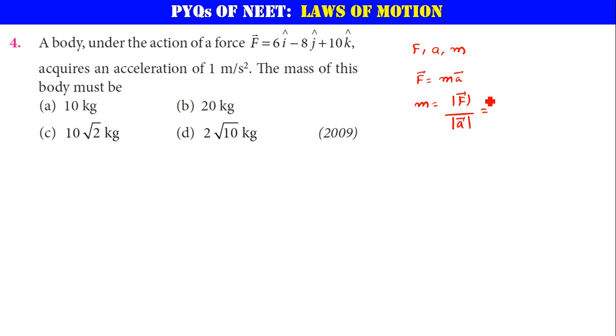What is that? Magnitude of force now, that is equal to root of x component square 36, y component square 64, z component square 100, divided by, what is the acceleration here? 1. So now 36 plus 64 is nothing but 100, 100 plus 100, 200. So root 200 can be written as 10 root 2 by 1, which is nothing but 10 root 2 kg. That is the answer. Okay, 10 root 2 kg.